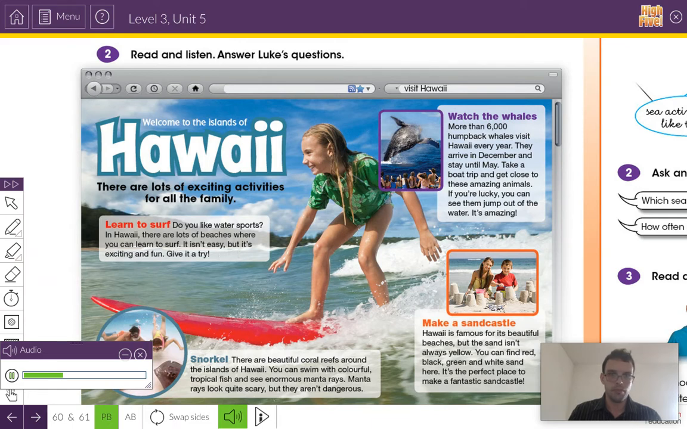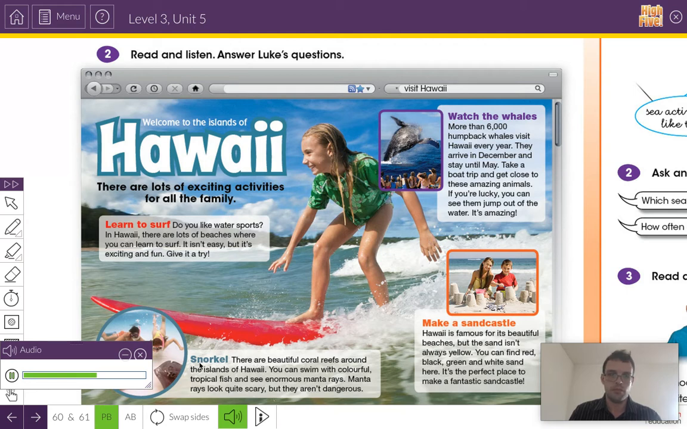Watch the whales. More than 6,000 humpback whales visit Hawaii every year. They arrive in December and stay until May. Take a boat trip and get close to these amazing animals. If you're lucky, you can see them jump out of the water. It's amazing.